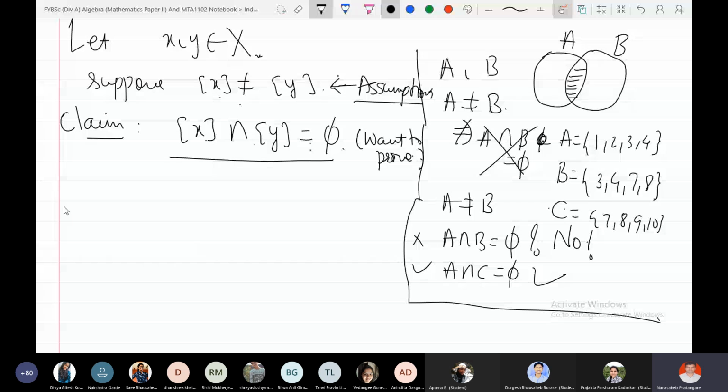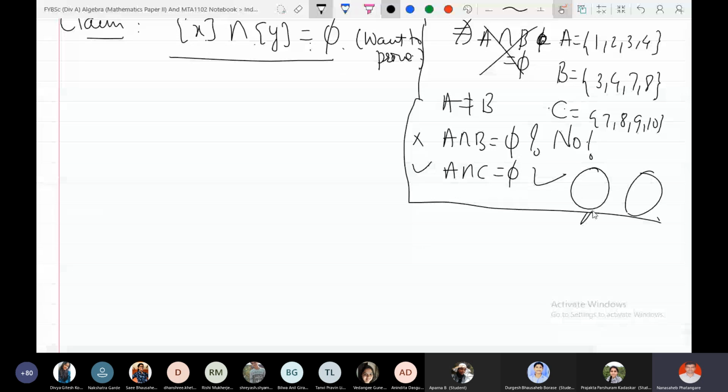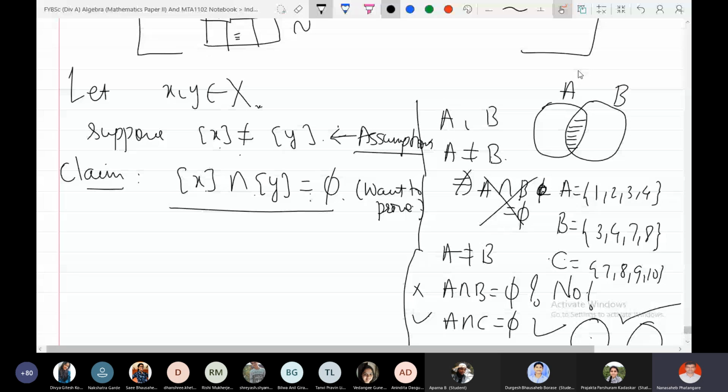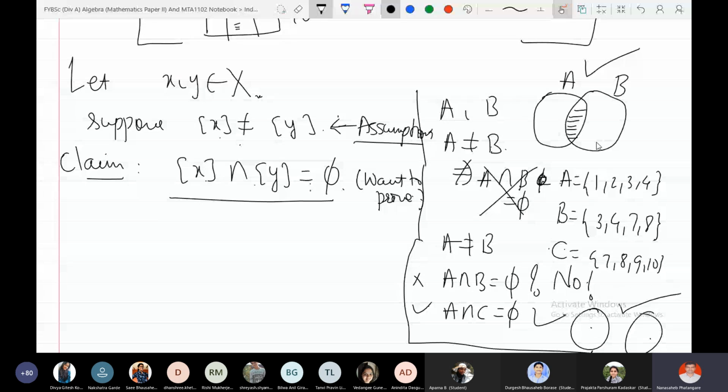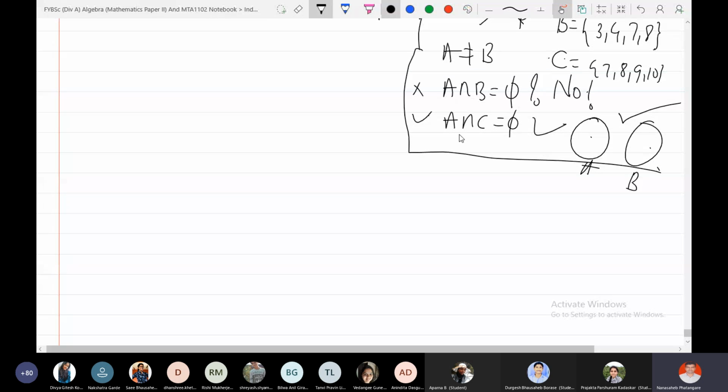Okay, so we are assuming the classes are unequal, not equal. That means they might be overlapping. I don't know, but our claim is that they are not. There is no overlapping at all. They are completely separated. Completely separated means what? The situation is like this. This is set A and this is set B. A is not equal to B, and there is complete separation. No overlapping at all. In general, two sets are not equal means there might be overlapping. But in case of equivalence classes, if two classes are not equal, then they are completely separated.